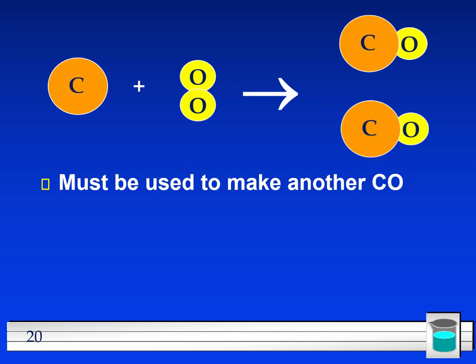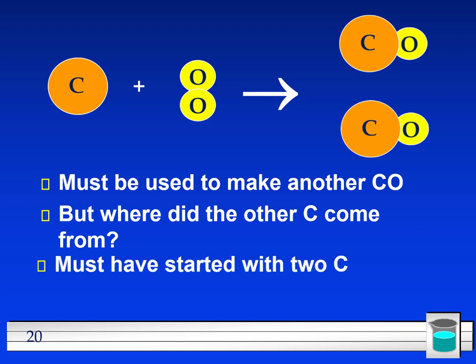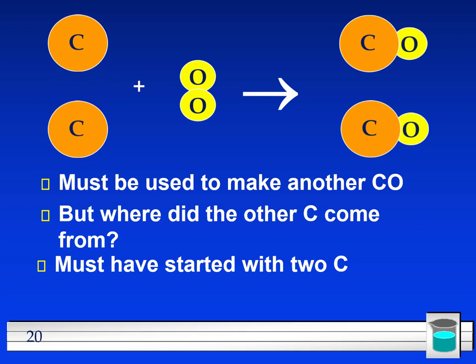But that leads to a question. Is it balanced yet? Where'd that other carbon come from? Well, do you think there will ever be a time in your life when you are working with an individual atom of carbon? No, it's not going to happen. Carbon atoms are way too small and there's way too many of them. You're always going to have bunches of them. So the answer is we just don't use carbons one at a time, we use carbons two at a time.